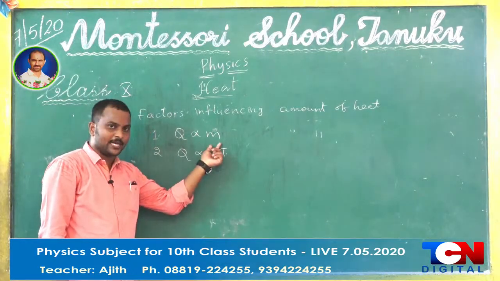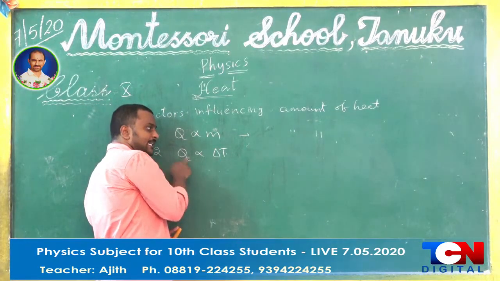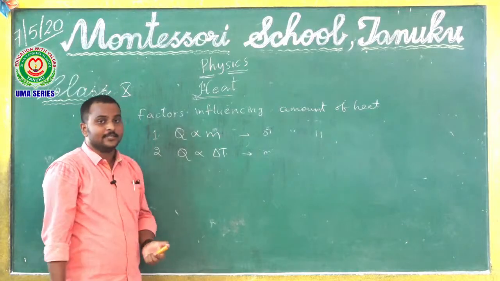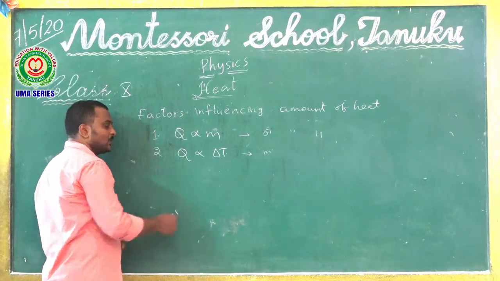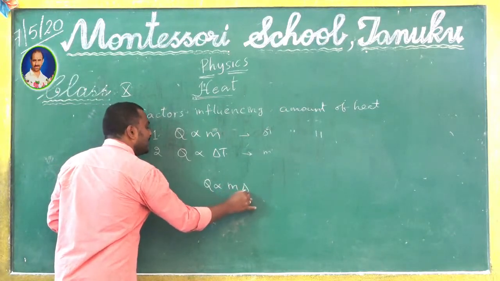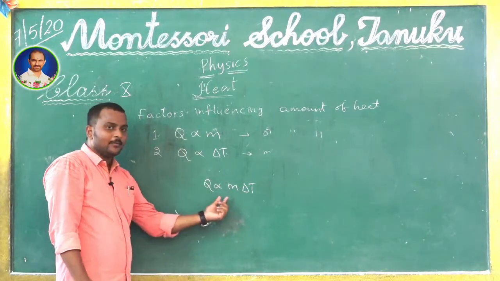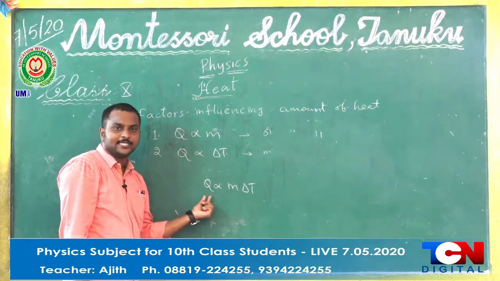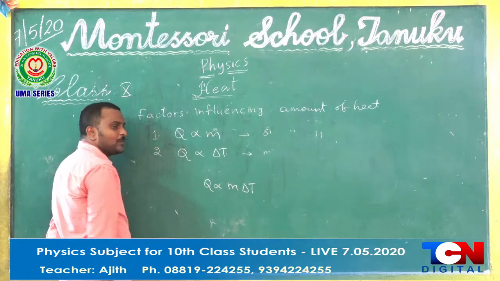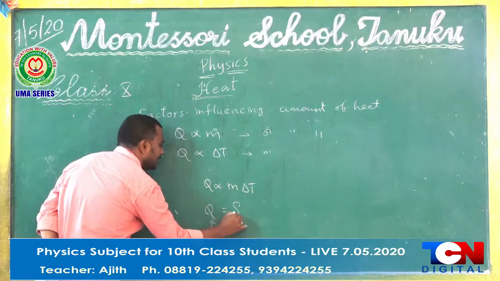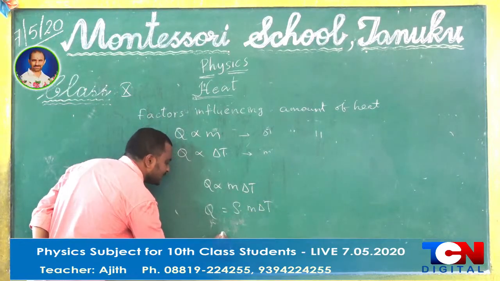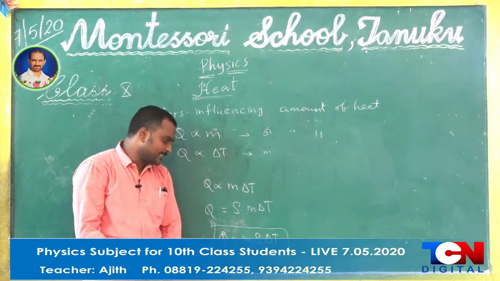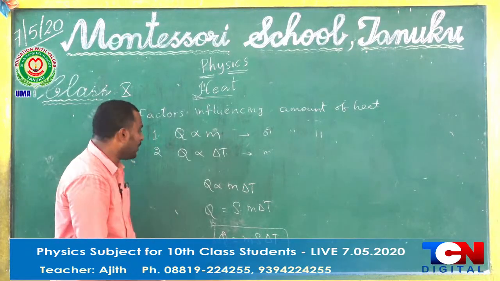So Q is directly proportional to mass when delta T is constant, and Q is directly proportional to delta T when mass is constant. From these two relations we can write Q is directly proportional to m delta T. So Q is directly proportional to the mass of the substance and to the change in temperature, where Q is the amount of heat required. In order to remove the proportionality, we multiply with a constant, and this constant is S. So we can write the equation as Q equals m S delta T, where S is the proportionality constant called specific heat capacity. Now what is specific heat capacity?